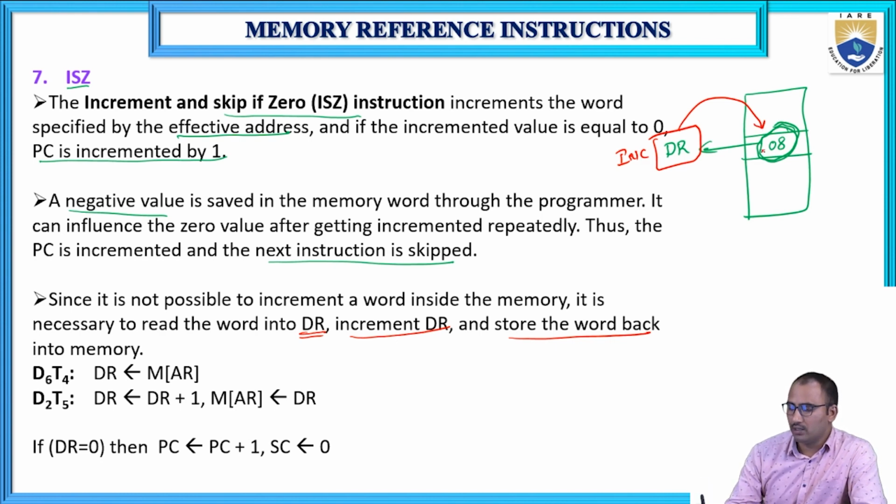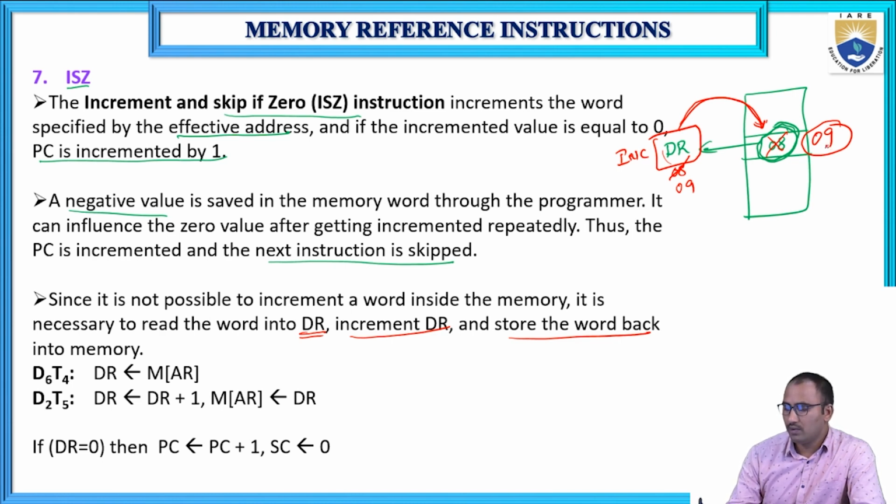So 08 is copied to the data register. After that we perform the increment operation, so 08 becomes 09. Now in the data register, 09 is there, and that 09 we load back into the memory word. So the 08 is overwritten with 09. In this way we can increment the memory word. Okay, so that is the increment and skip if 0 instruction.